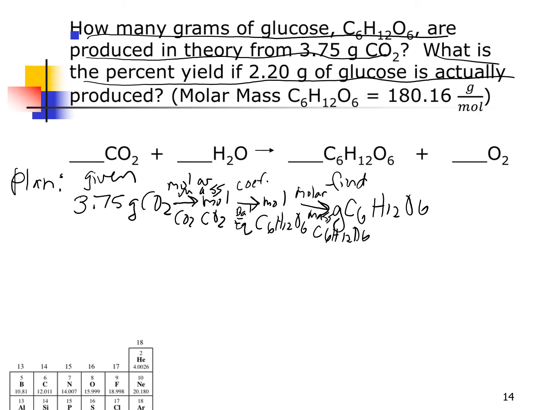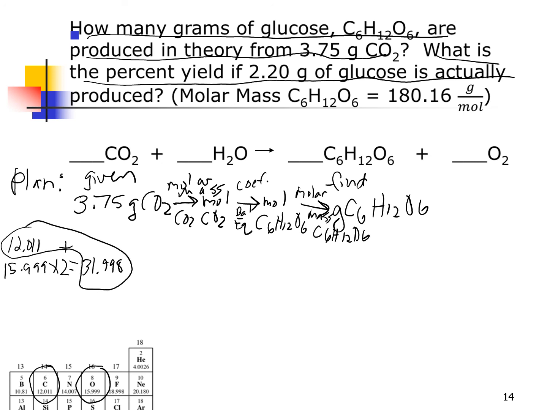Okay, so we're going to need to calculate the molar mass of carbon dioxide. We can use our periodic table, and we see carbon weighs 12.011, and oxygen weighs 15.999. There's 2, so we multiply that by 2, and that gives us 31.998. So we add that to 12.011, and we come up with 44.009 grams per mole for CO2.